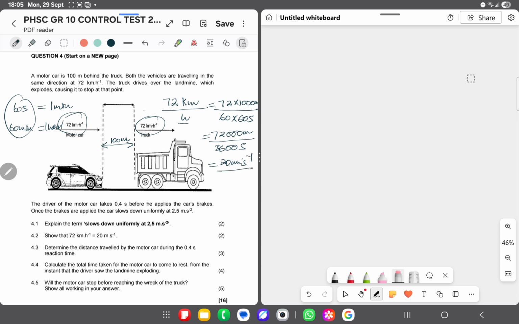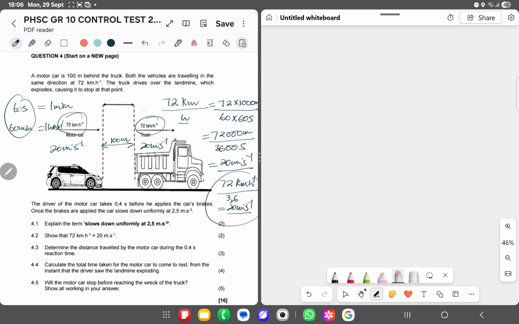Another way is to divide by 3.6. So that's 72 kilometer per hour, you just divide by 3.6. Then still we're going to get 20 meter per second. So there are two ways of doing this. So we know this car is traveling at 20 meters per second. Even the truck is traveling at 20 meters per second.